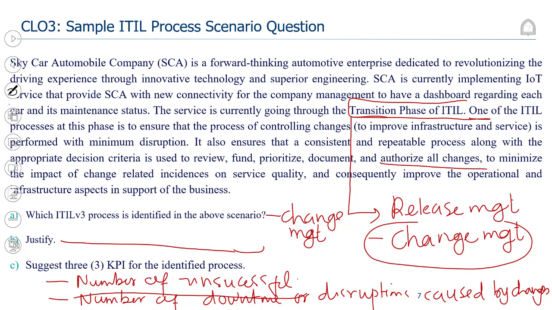Every time you plan for a change, one of the things that the release management people always make sure you have is a rollback plan. In other words, if the change does not work as anticipated, how do you go back to the system that was working before? That is why it is also important to look at the number of downtime or disruptions caused by the change after the change has taken place.